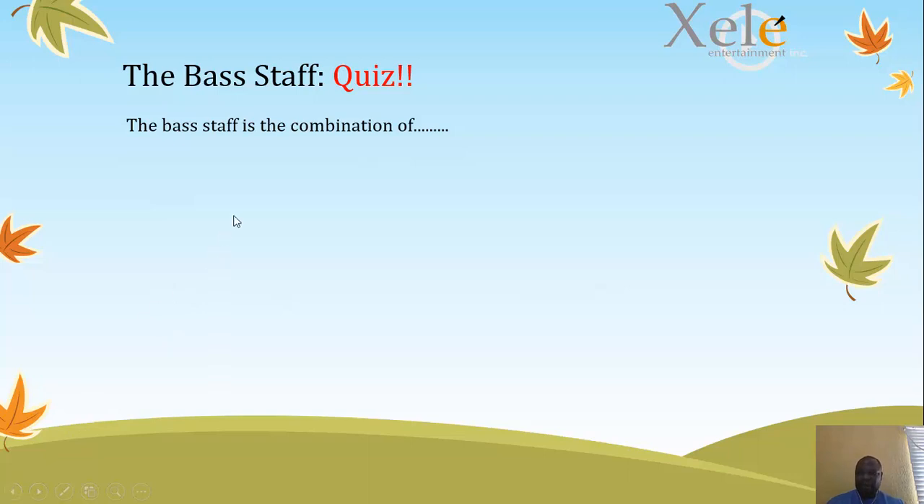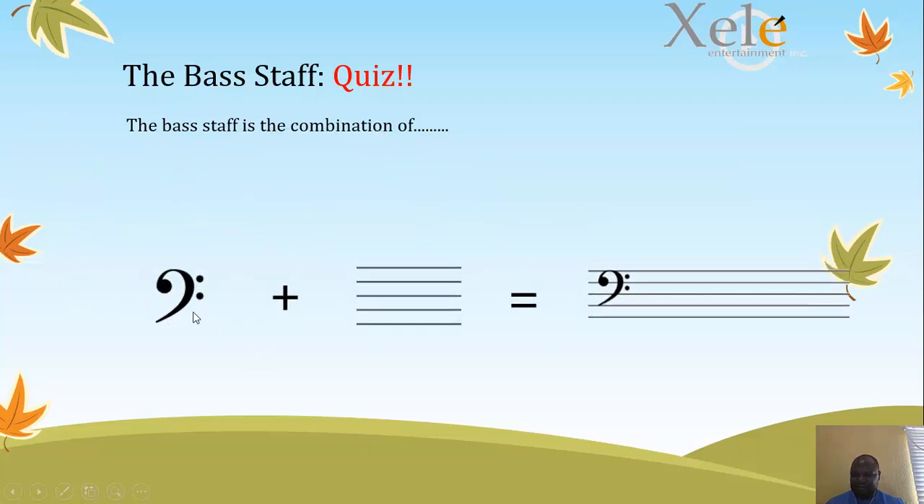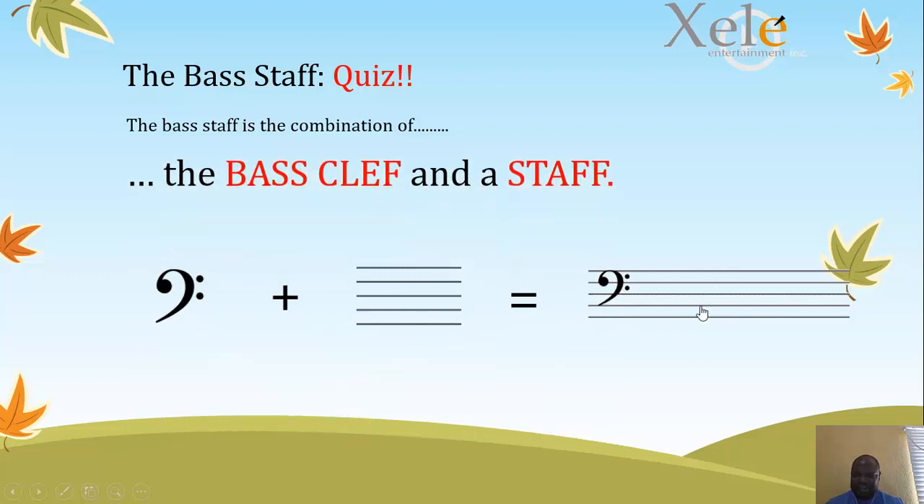And here we have a quick quiz. It says the bass staff is the combination of what? A combination of two things. Do you remember those two things? Perhaps we should give a little hint, right? And that's the hint right there. We have to add these two items to give us the bass staff. Do you remember the names of those items? Let's see. The bass clef and a staff. If that was your answer, I will say good job and well done.